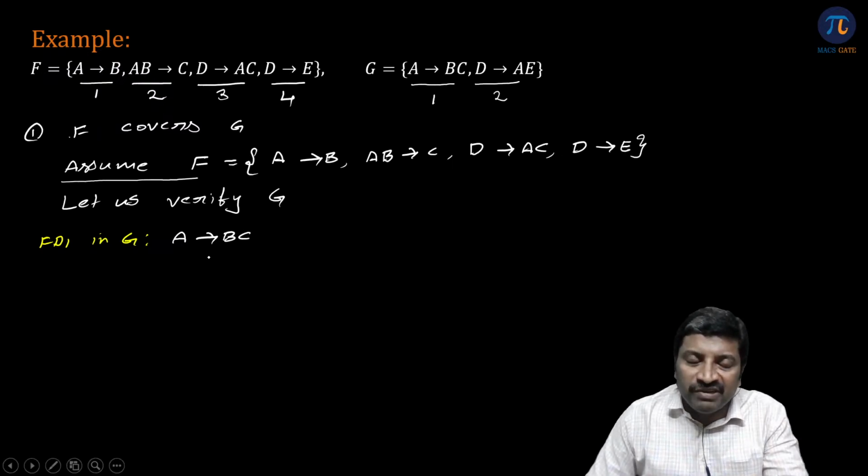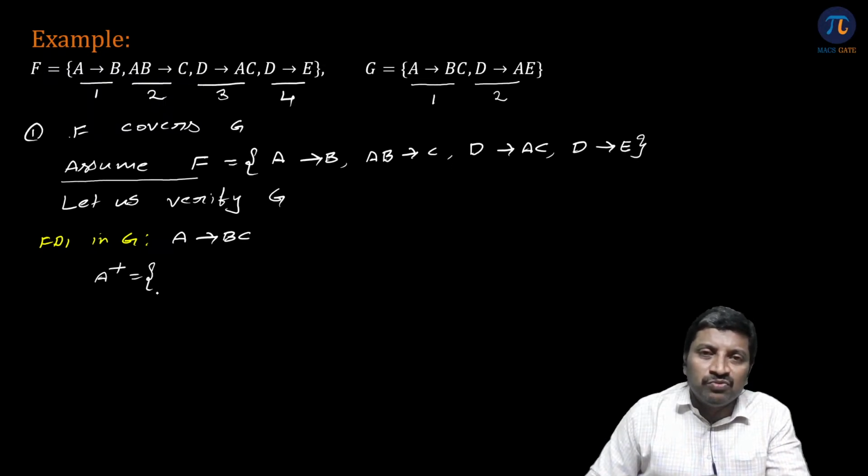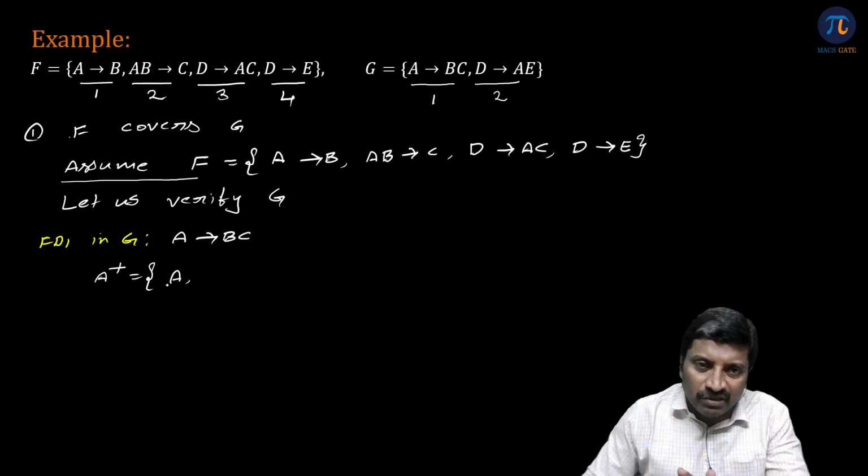Now, first verify whether it is directly present in F or not. In this case, this is not present in F. So what should I do? Find the closure of A. For this, we need to use only the FDs of F. Anyway, with A, we can get A in any case because it is trivial.